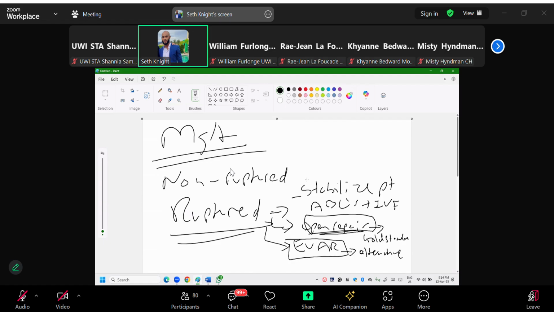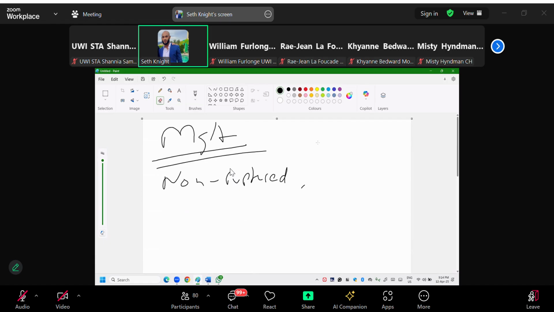When you do open repair, just remember that you have to use a graft, and the graft is usually a Dacron or PTFE mesh. Okay, all right. So it's usually a synthetic graft. Good. So that's how we would treat a ruptured AAA. What about a non-ruptured AAA? Well, a non-ruptured AAA has certain indications for you to repair it.